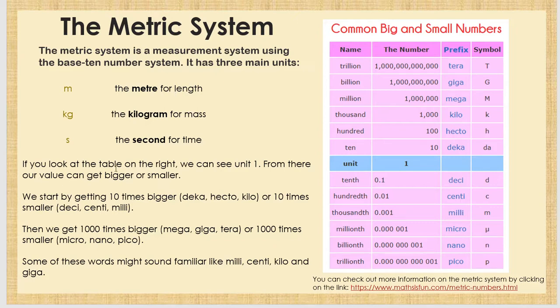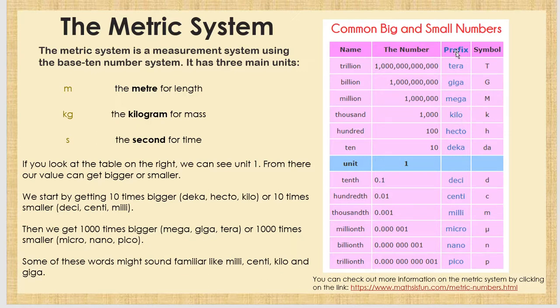If you look at the table at the right, we can see it's got a unit 1 here. From there, our value can get bigger or it can get smaller. So if I go up, that unit 1, just say it's 1 meter. Okay, the unit can be a meter or a kilogram, but let's focus on meter. So 1 meter can become 10 meters. If I times that 1 by 10, I have a 10, and we call that a decameter. If I times it by another 10, so I get to 100, a hectometer. I times it by another 10, I have 1,000, which is kilo or kilometer.